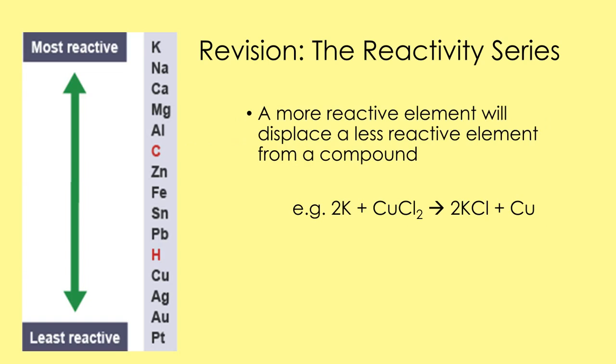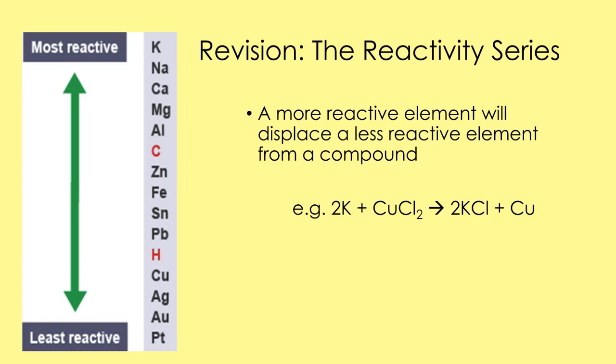So we're just quickly going to revise the reactivity series. You've seen something like this before where the elements are listed by reactivity. In this case, we've got the most reactive at the top and the least reactive at the bottom. And you can see all of those are metals apart from carbon and hydrogen, which are in red. We don't need to worry about hydrogen, that's there for when we do electrolysis, which we've already done. But for today, we're worried about the metals and we're worried about carbon.